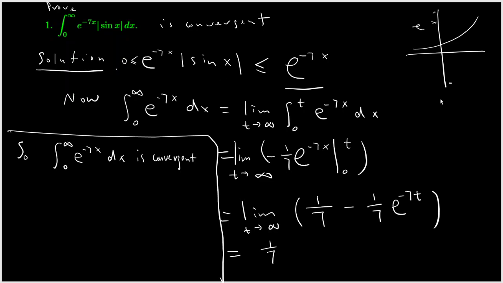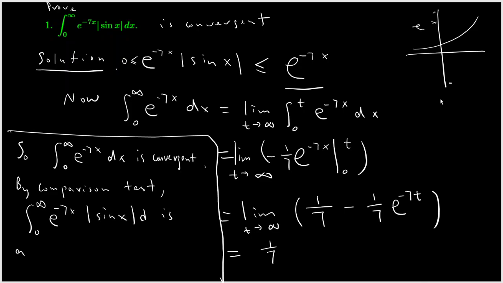Now I can say something like, by the comparison test, the given integral from 0 to infinity e to the power of negative 7x, absolute value of sine of x, is also convergent.